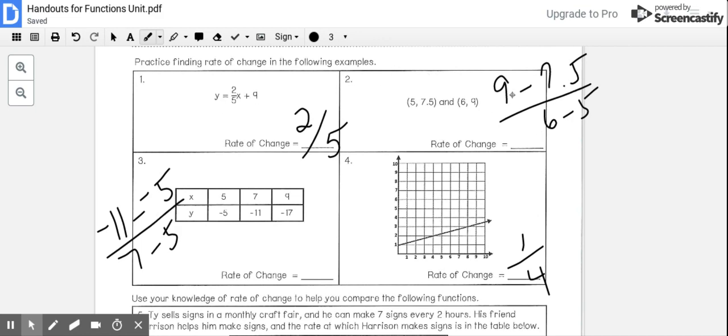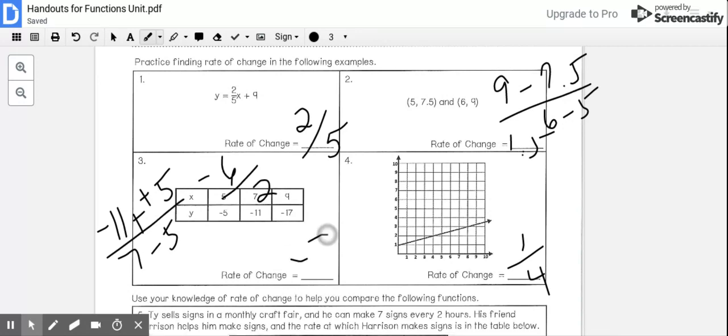On number 2, you need to do y minus y over x minus x. So when you go ahead and do that, you get 1.5 over 1. So the slope is just 1.5. And then on this one, I chose -11 minus -5 over 7 minus 5. And when you do that, you add the opposite. And so we get -6 over 2. And you're going to reduce that to -3.